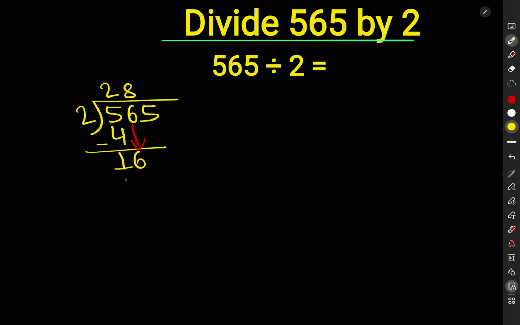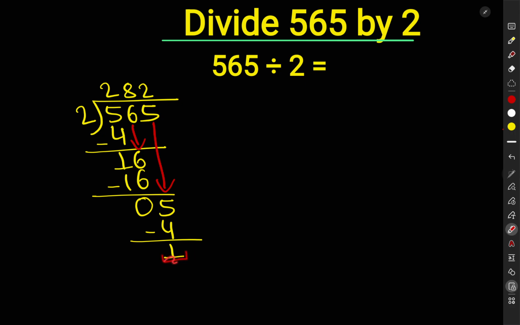2 times 8 is 16. On subtracting, we get 0. So again we put down this 5 and 2 times 2 is 4. On subtracting, we get 1.